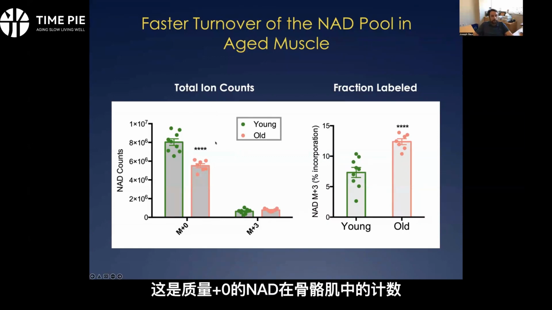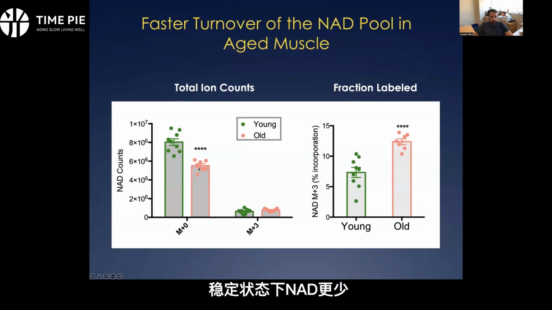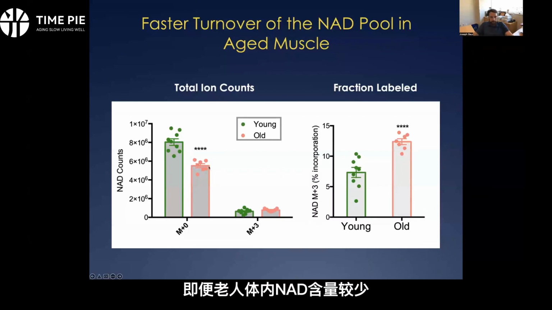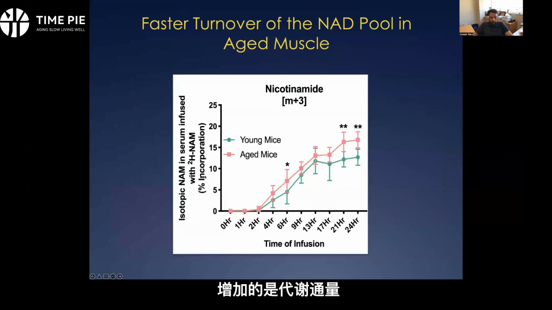And I'll blow up one tissue here as an example to really illustrate what we think we're seeing. So this is mass plus 0 NAD counts in skeletal muscle. And you can see in the old animals, there's less NAD at steady state, as we had seen before and as we expected. If we look only at the newly synthesized NAD, which is the labeled, the mass plus 3, you can see that's actually very similar. And maybe just a little bit more of it appearing in the old, which would suggest that the synthesis rate, if anything, is slightly faster in the old, even though the old actually has less NAD present. So again, arguing for increased turnover flux.